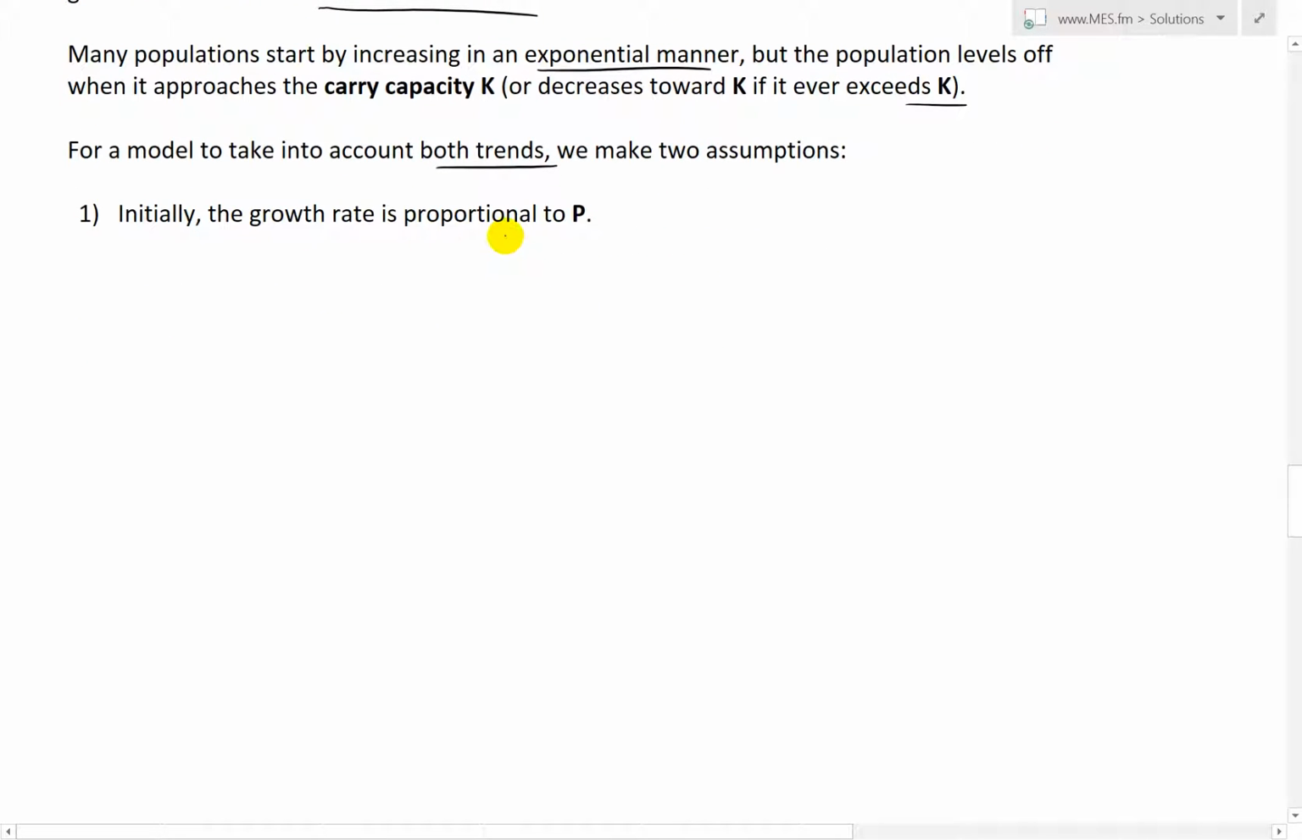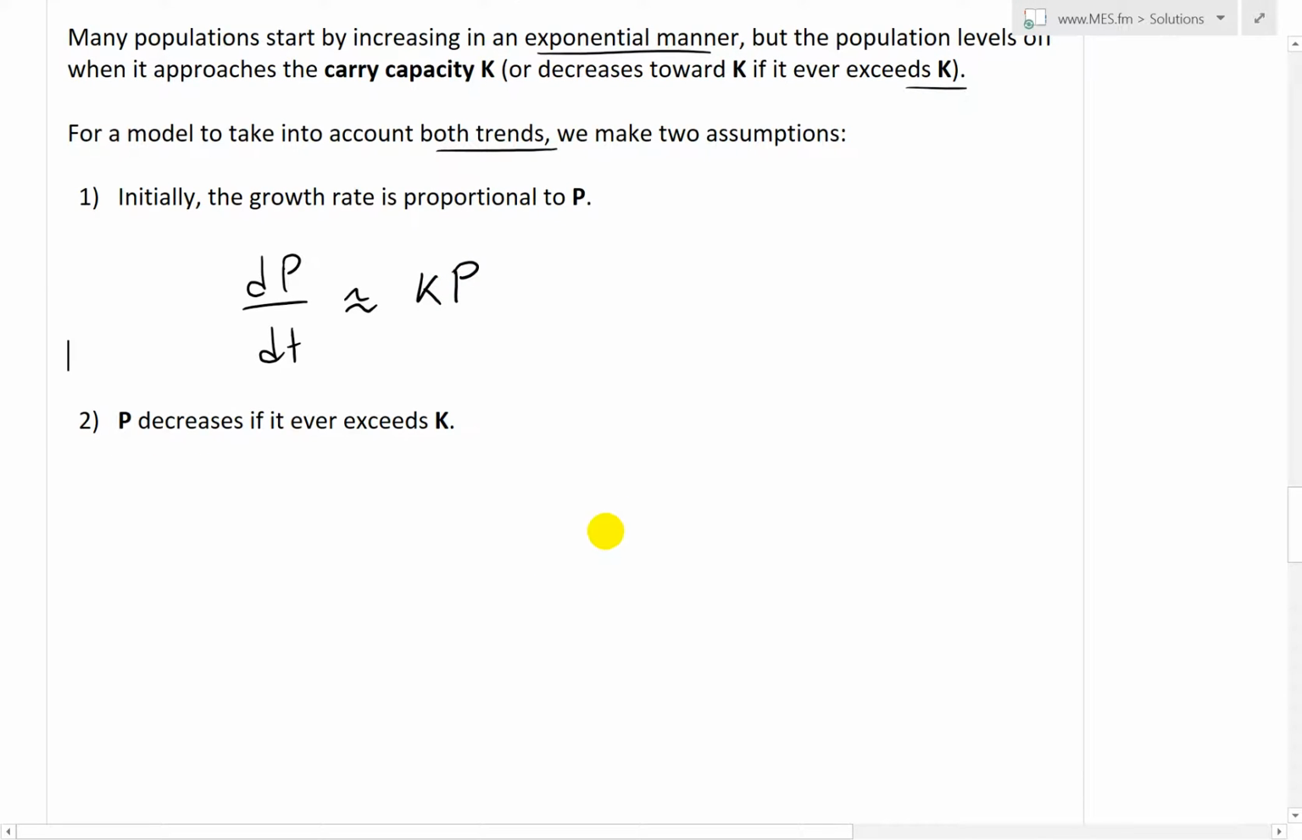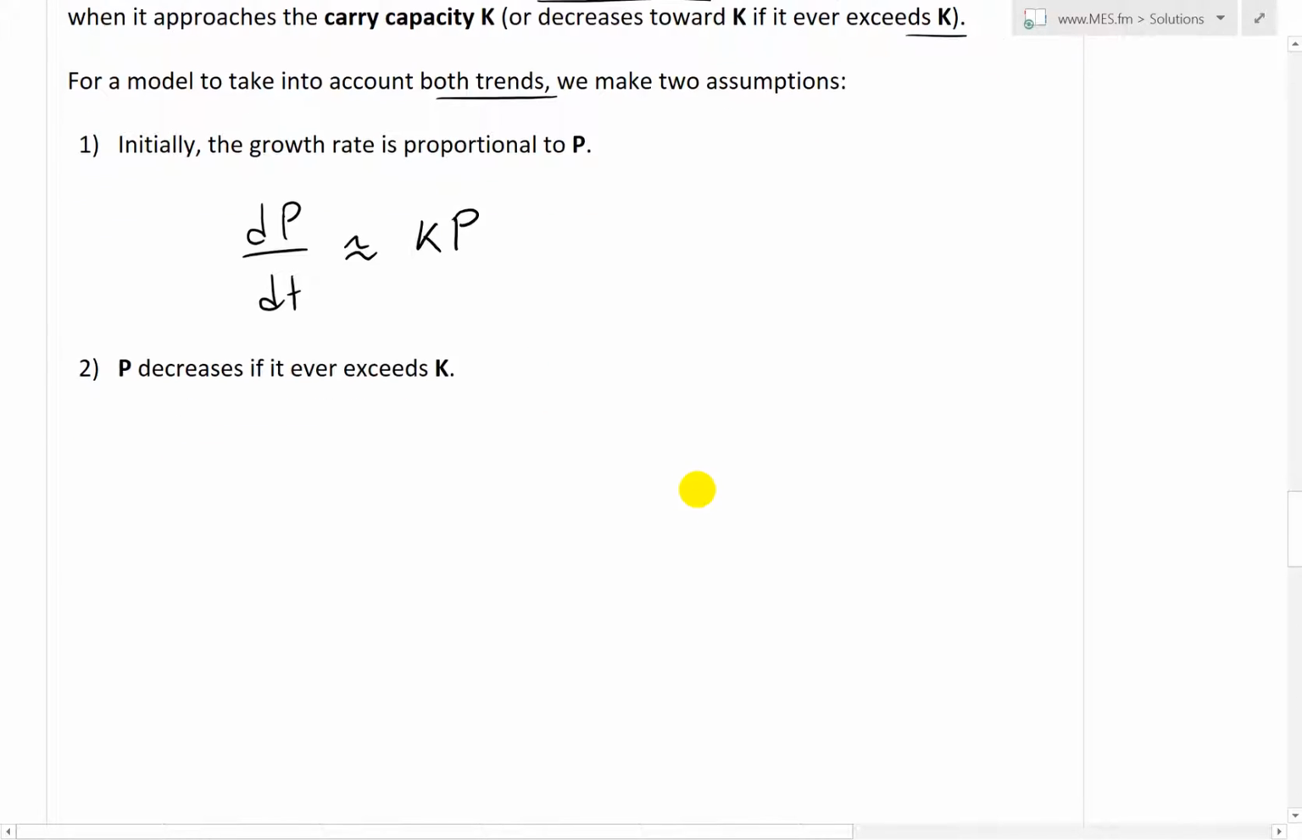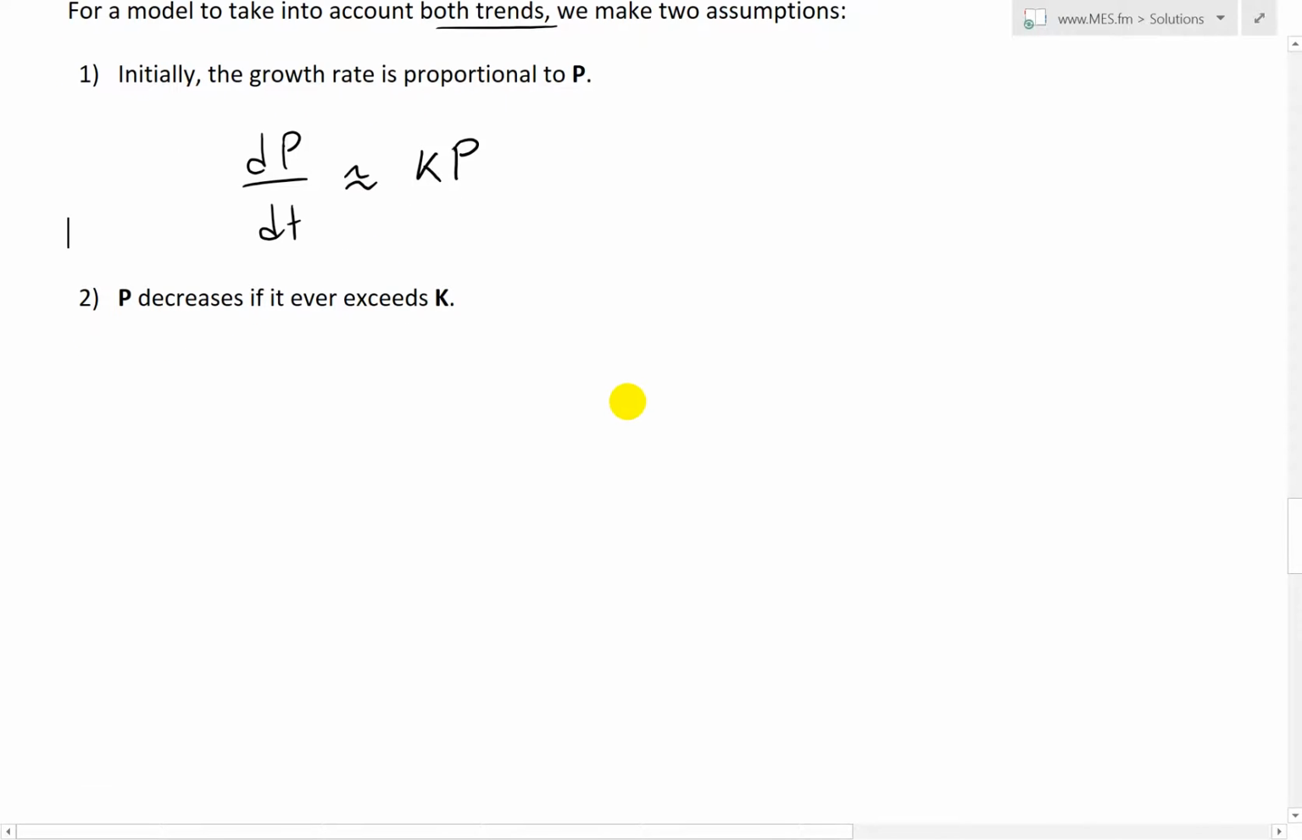Initially, the growth rate is proportional to P. Or in other words, we could write dP over dt is roughly proportional to P. And we're saying roughly proportional because it's a model with a couple of assumptions, so this is roughly what we want. And now what we want is P decreases if it ever exceeds K. In other words, dP over dt, the growth rate, has to decrease, so it's less than 0, meaning population is decreasing. The derivative is less than 0 if the population exceeds K.